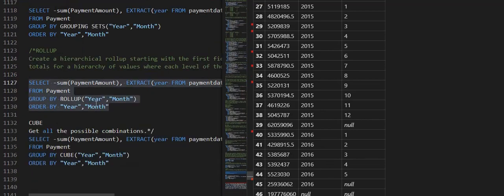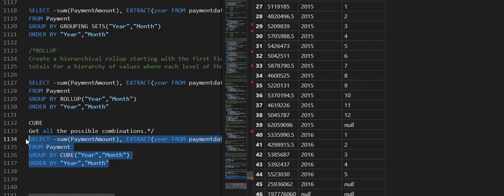Of importance here is the order that you define the fields. If I did month and then year, now I would get 4 rows for each month. So it'd be month 1, 1, 1, 1, and then over here it would be 2013, 2014, 2015, 2016, and then it would be month 2 again, and then this would be null. All right, so let's move on to cube.